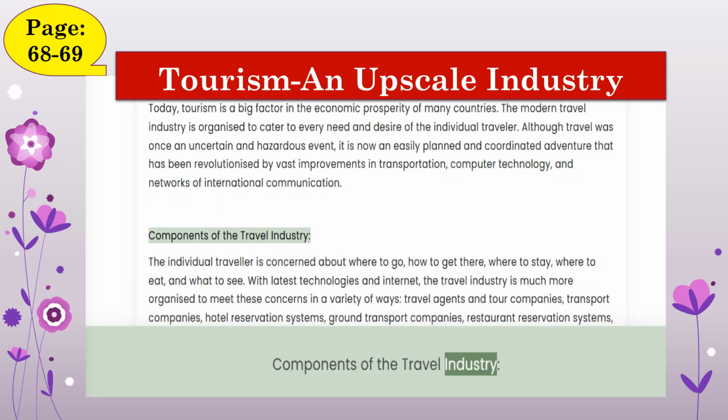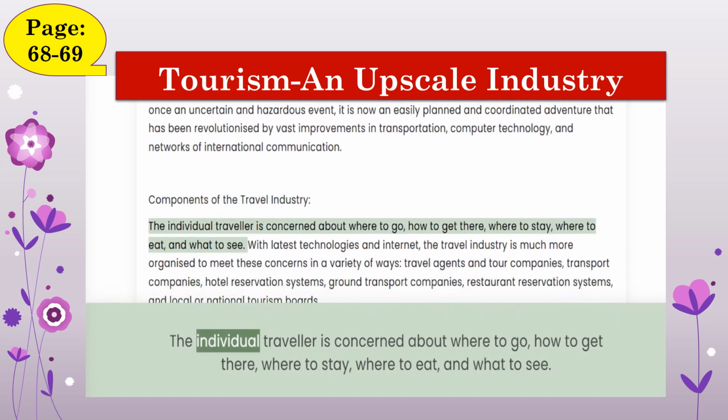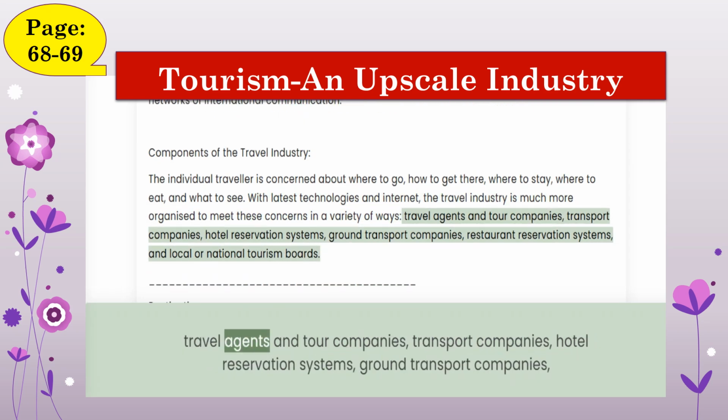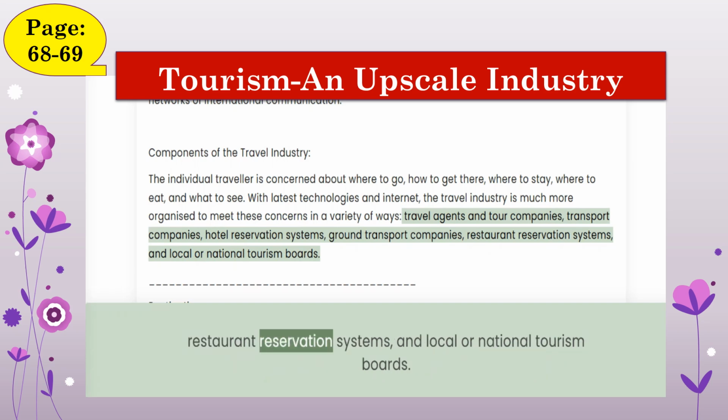Components of the travel industry. The individual traveler is concerned about where to go, how to get there, where to stay, where to eat, and what to see. With the latest technologies and internet, the travel industry is much more organized to meet these concerns in a variety of ways. Travel agents and tour companies, transport companies, hotel reservation systems, ground transport companies, restaurant reservation systems, and local or national tourism boards.